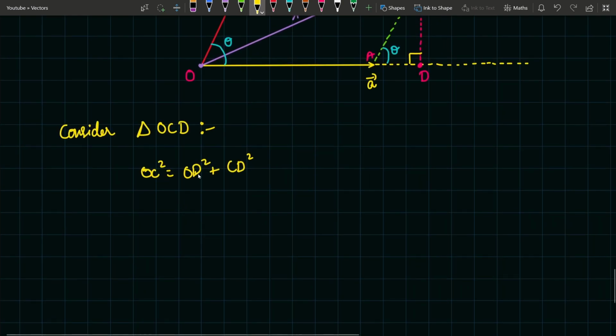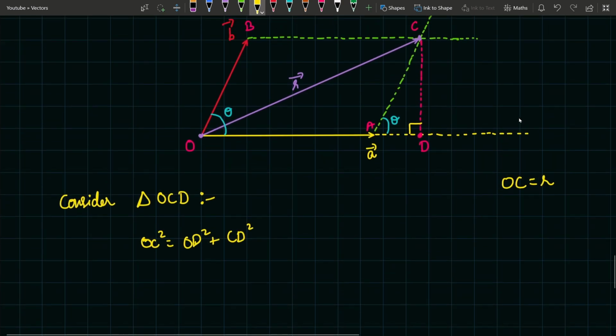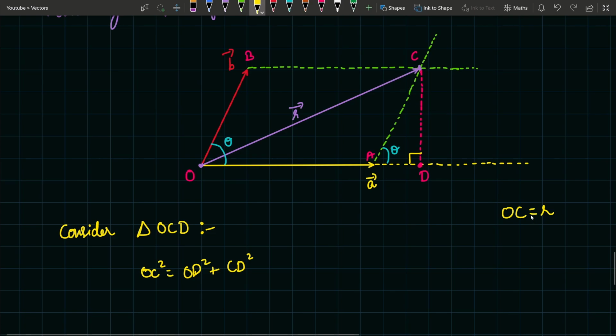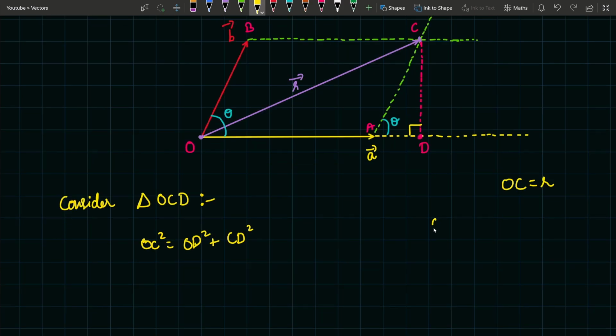Therefore, if I know OD and CD, can I find OC? Because here OC is my R, the resultant vector's magnitude, as we have assumed OC as the resultant vector. And we know that the length of the arrow corresponds to the magnitude of the vector. So OC is nothing but the magnitude of the R vector. Now if I find OD and CD, my question is done. How to find OD and how to find CD?